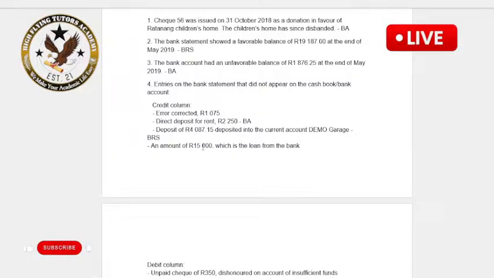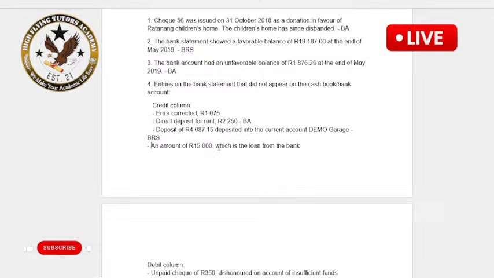So again, we go to the next transaction. They say an amount of 15,000, which is the loan from the bank, was there in the words. It means it appeared in the bank statement, right? But it does not appear in our books. So we need to fix that.